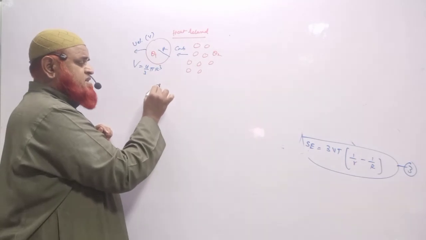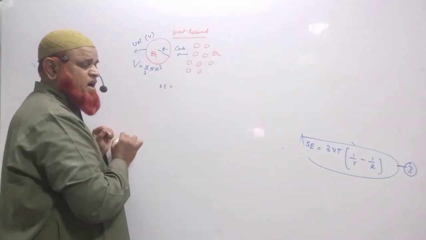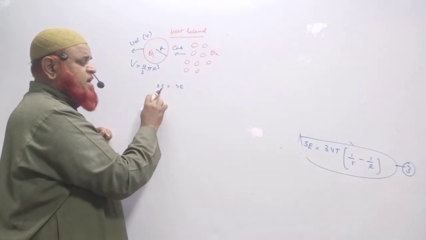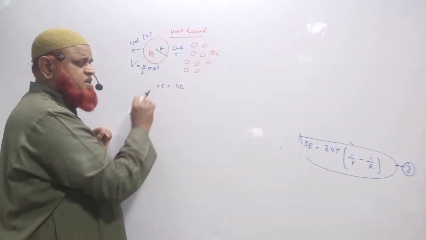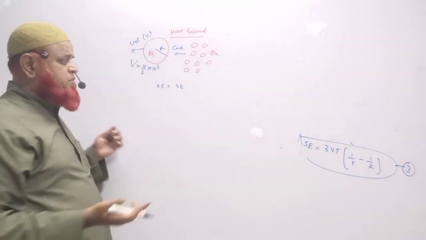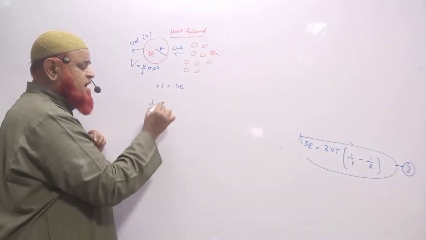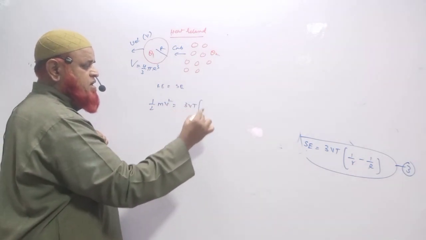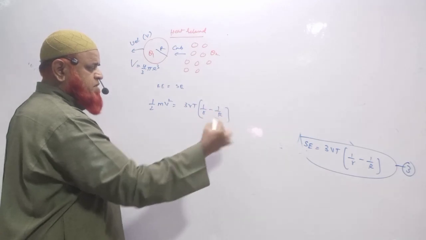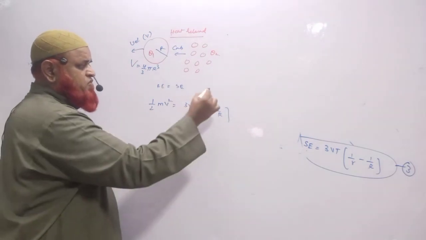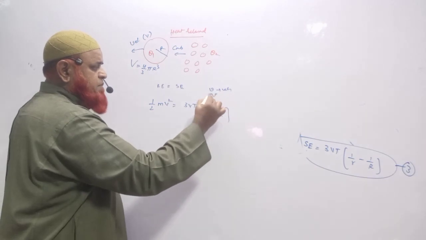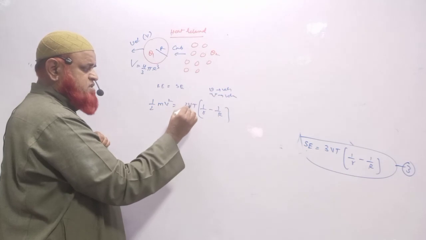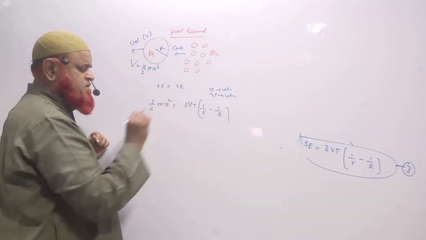It is clear that energy can neither be created nor destroyed. It converts from one form to another. So kinetic energy can be converted into surface energy, or surface energy into kinetic energy, whatever it may be. Kinetic energy, the formula is half m v square. And surface energy, the formula is 3VT (1 by small r minus 1 by capital R). Small v represents velocity, and capital V represents volume.